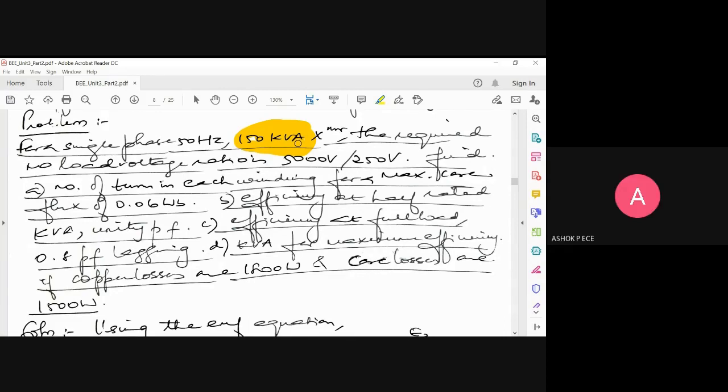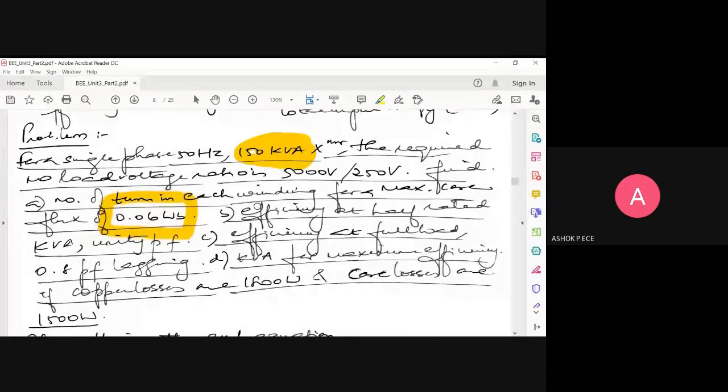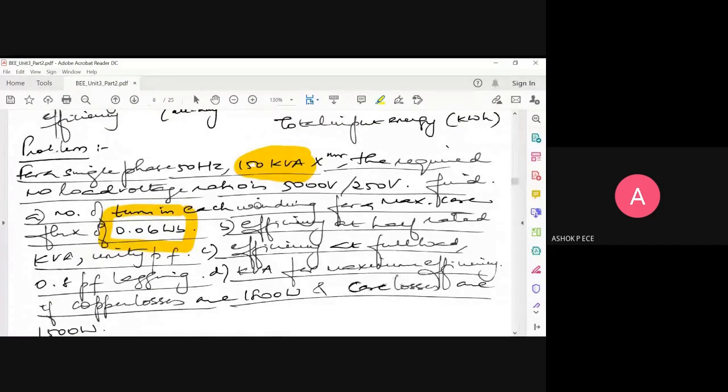So from the first question, find the number of turns in each winding for a maximum core flux of 0.06 Weber. So 0.06 Weber comes only once in your transformer theory. Where have we seen Weber in the transformer theory so far? Weber comes only in the EMF equation. So whenever Weber comes, you have to use the EMF equation. Remember that.